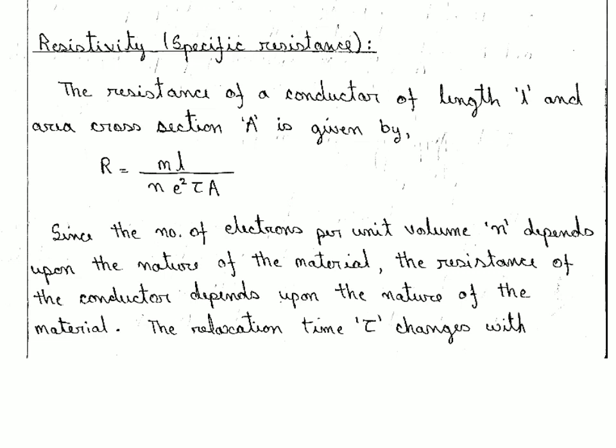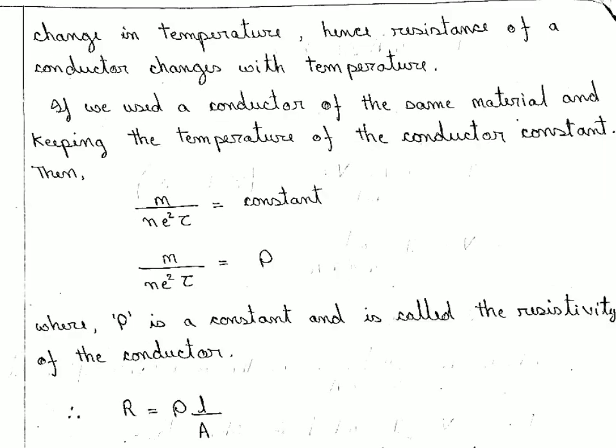Then the relaxation time tau. Now this relaxation time tau changes with change in temperature. Hence the resistance of a conductor changes with temperature. So that is another factor on which the resistance of the conductor depends. It depends upon the temperature. Now how it depends upon the temperature, we shall do that later.